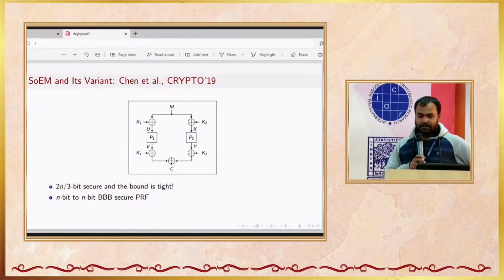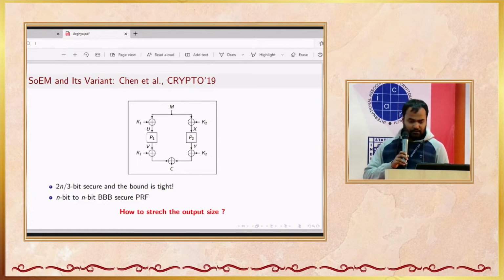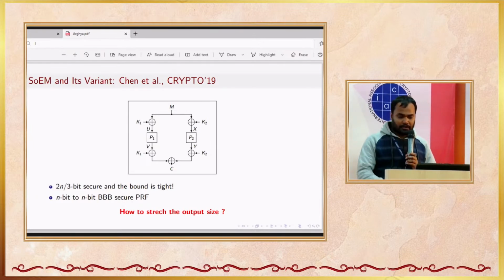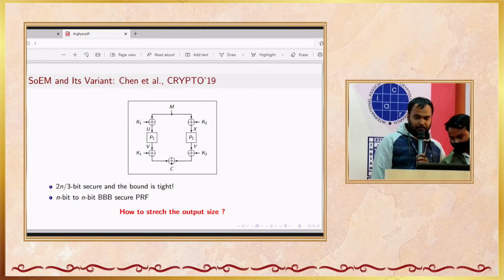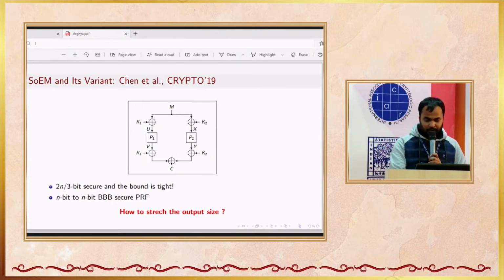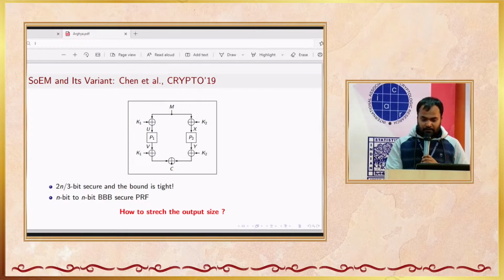But as you can see in this construction, it's a fixed length PRF, that is the input is n bit and the output is n bit also. So in this context, we tried to address the question of how to stretch the output size, that is, convert it to a variable length output PRF, because in their construction it was a constant output length PRF.